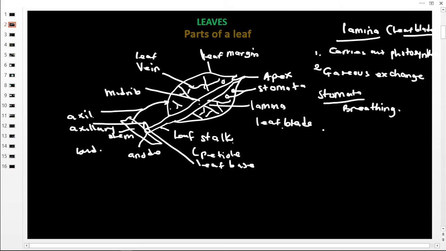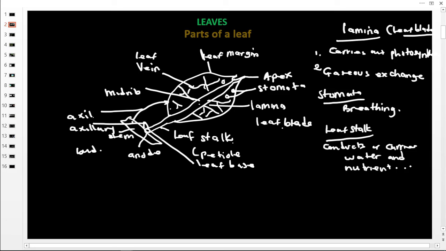And then when we come to the leaf stalk, its work is to carry or to conduct water and nutrients from the stem to the midrib. So the leaf stalk conducts or carries water and nutrients from the stem to the midrib. That's the work of the leaf stalk.